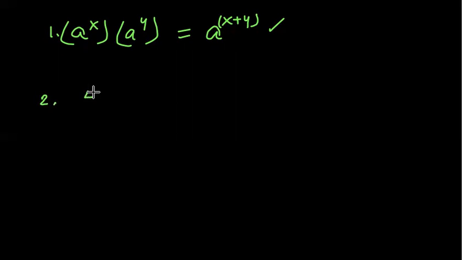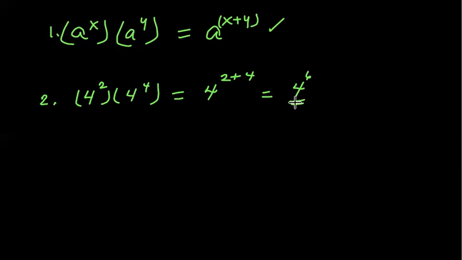Number two says 4 squared multiplied by 4 to the 4th power. Again, it has the same base. 4 is the base here, 4 is the base here. All we have to do now is add the powers, 2 plus 4. We could go a step further in this case because we can actually add 2 and 4. When we do that, we'll get 4 to the 6th power. Now that is your answer. All right, so let's try number 3.